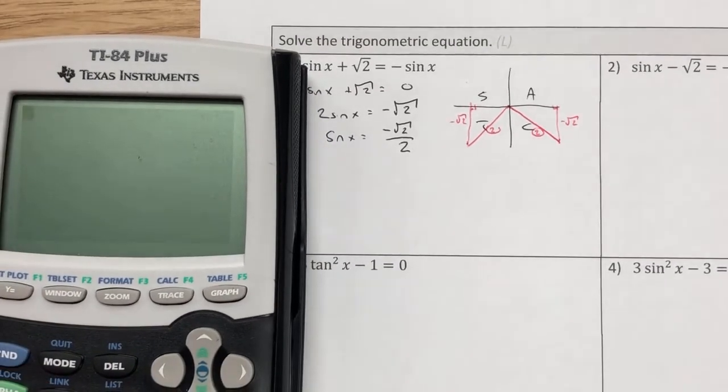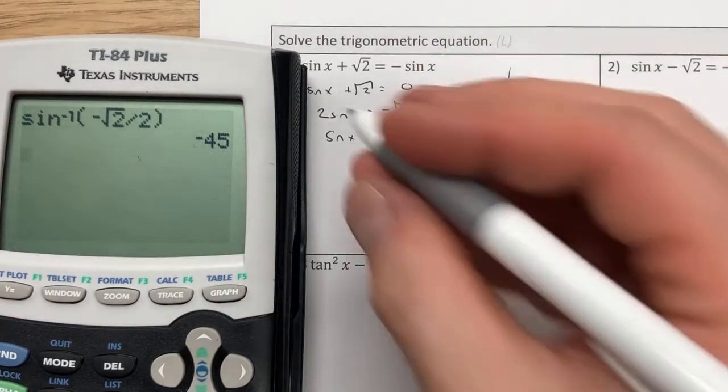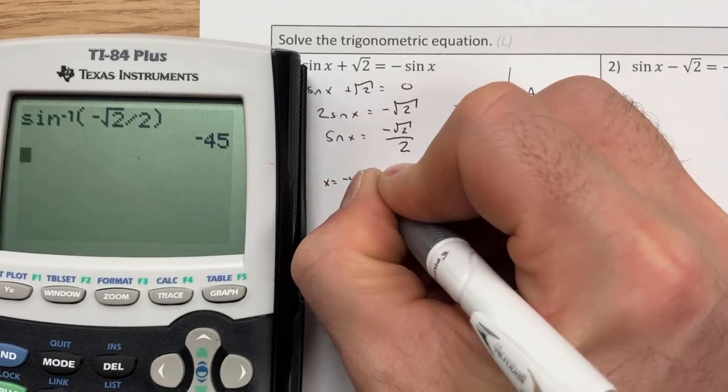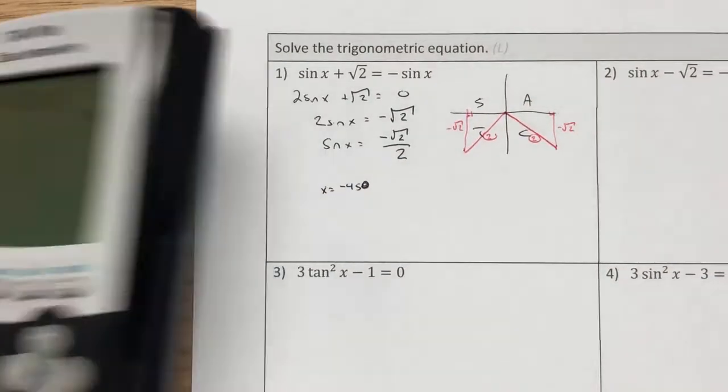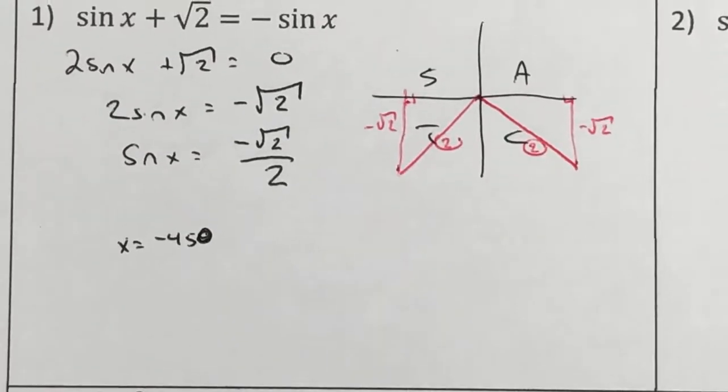So let's go ahead and figure out what that x value is. If I take the inverse sine of a negative root 2 over 2, I'll get negative 45 degrees. So x is going to be equal to negative 45 degrees. Oop, that's a degree symbol. Awesome.